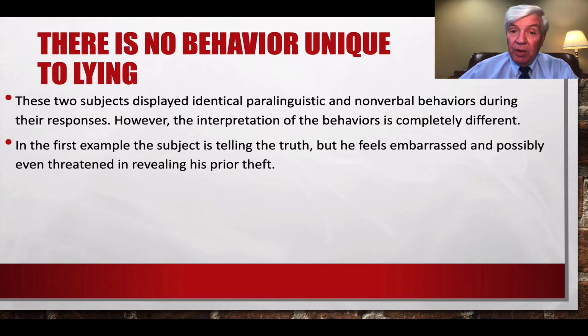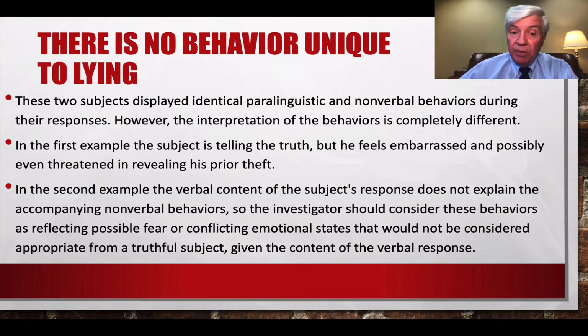In the first example, the subject is completely truthful when he admits stealing from his prior employer, but he feels embarrassed and possibly even threatened by revealing the prior theft. In the second example, the verbal content of the subject's response does not explain the accompanying nonverbal behaviors. So the investigator might begin to consider these behaviors as reflecting possible fear or conflicting emotional states that would not be considered appropriate from a truthful subject given the content of the response, the out-and-out denial.